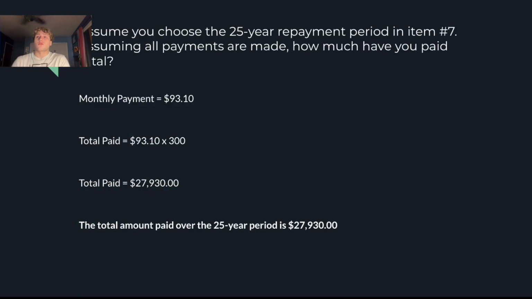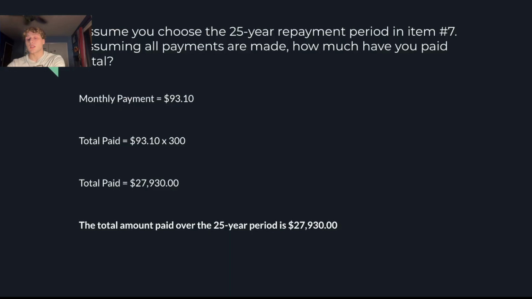So assuming you choose a 25-year repayment period in item number 7, assuming all payments are made, how much have you paid in total? So you have the monthly payment of $93.10. Multiply this monthly payment times 300, and you get a value of $27,930. The total amount paid is this value over the 25-year period.